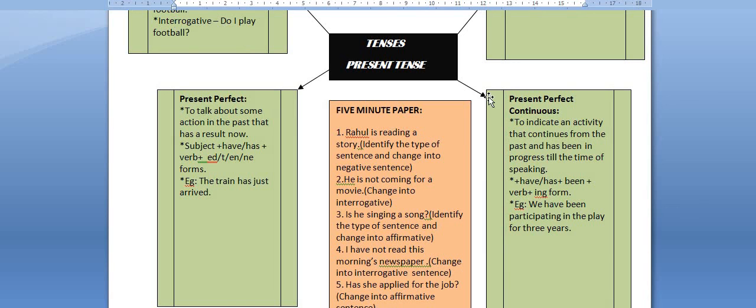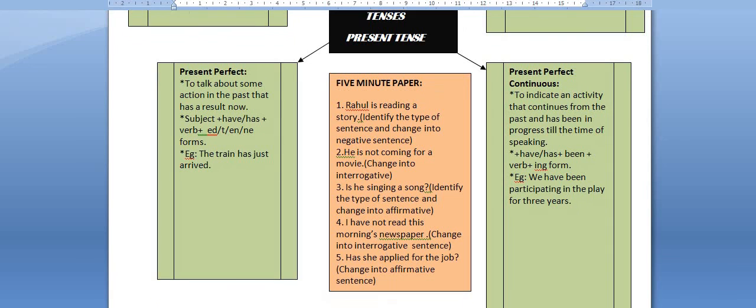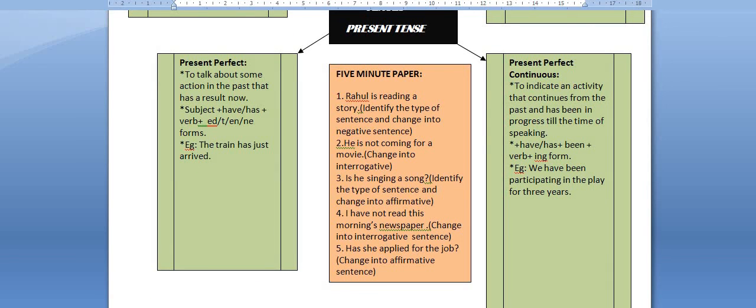Now take out a notepad and a pencil. You have a 5-minute paper which you need to solve, answer and share with me on Edmodo. The questions are: Rahul is reading a story. Identify the type of sentence and change it into the negative sentence. He is not coming for a movie. Change this into an interrogative sentence. Is he singing a song? Identify the type of sentence and change it into affirmative. I have not read this morning's newspaper. Change this into an interrogative sentence. Has she applied for the job? Change into affirmative sentence. Thank you.